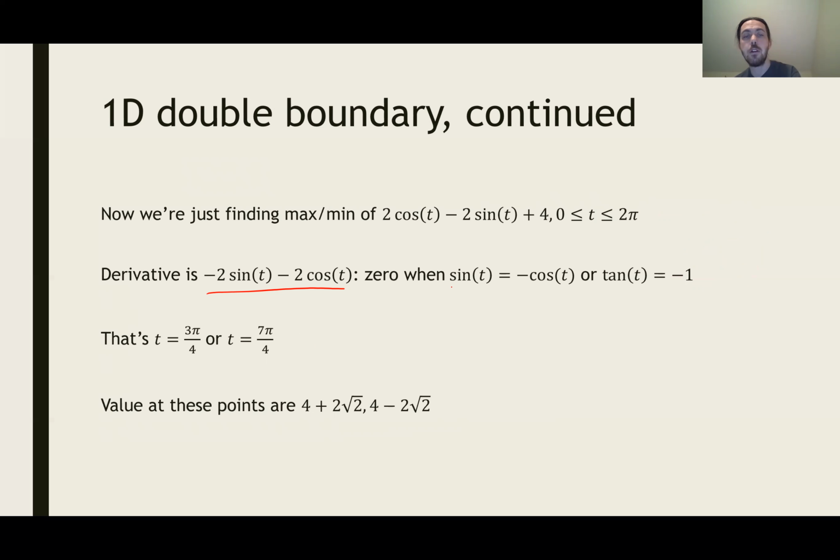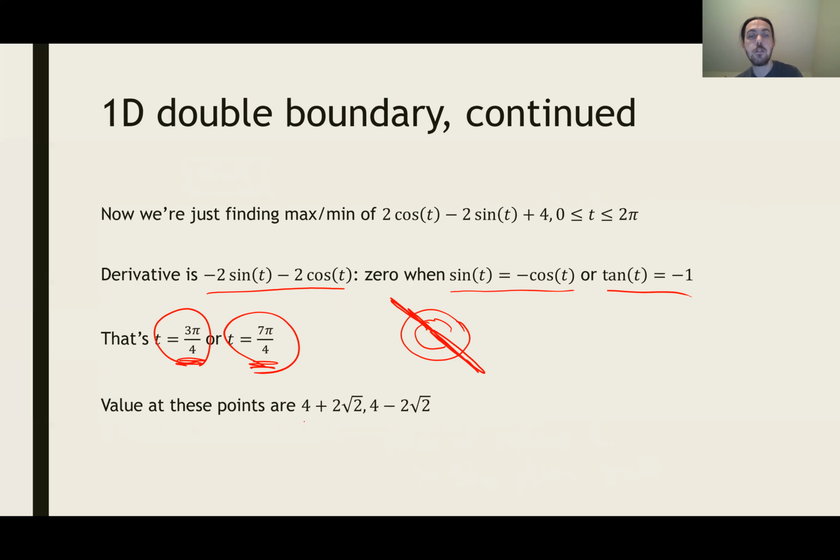And that becomes 0 when sine of t is equal to minus cos of t, or equivalently, the tangent is equal to minus 1. Tangent being equal to minus 1 means that it's a minus 45-degree angle, and so that happens when we're at 3 pi over 4 or 7 pi over 4, because 3 pi over 4 is up this way, and 7 pi over 4 is down there, like so. And so then we can plug in our values at these 2 points.